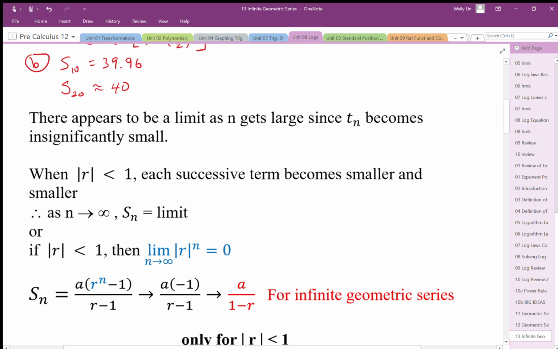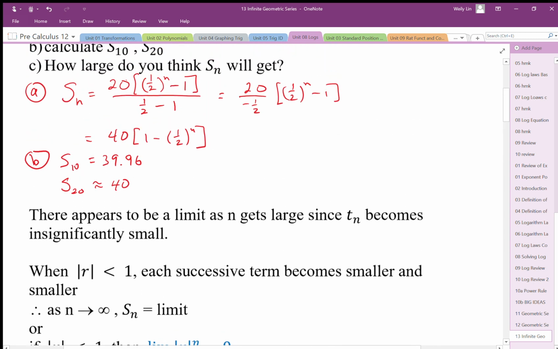So let's see if that actually applies in this case. Okay, so if I want to find the S infinity, S infinity is going to be the limit of this formula, a over 1 minus r. Okay, so I start with 20. My r is 1/2. 1 minus 1/2 is 1/2. 20 divided by 1/2 is 40. Oh yeah, that's what my calculator gave me as well.